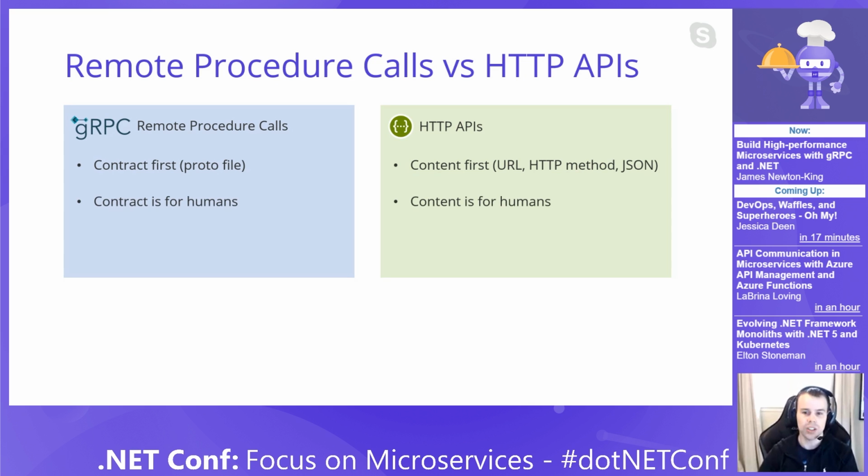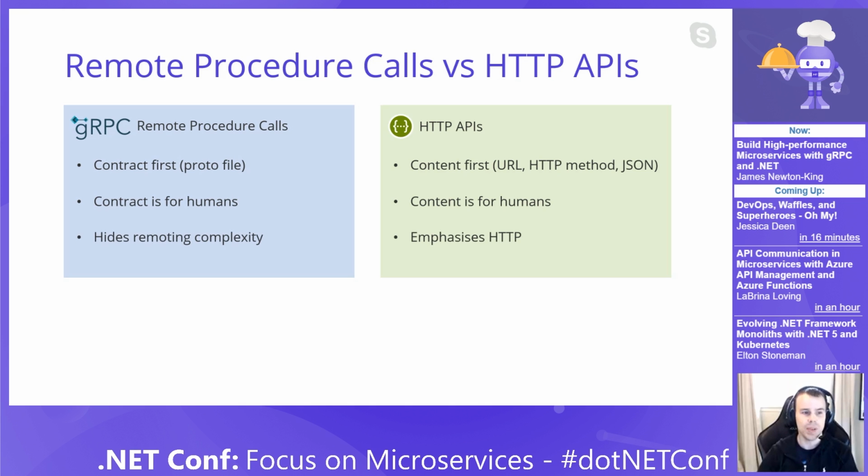With gRPC, the contract and that proto file is designed for humans to read and write. And this is important because the actual content is binary. So the proto file gives you a way to easily understand what you're sending and receiving. Meanwhile, with REST, the content is for humans. So you can look at an HTTP 1.1 message. It's all just based in text. You can look at JSON. It's also text. You're very easily able to read it and understand it. So that's good for debugging, but perhaps not so good for performance.